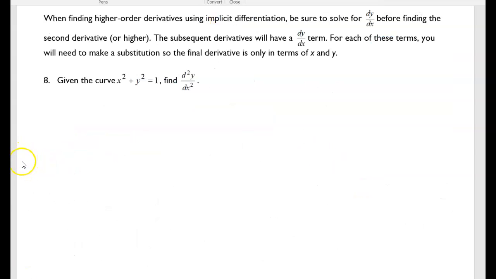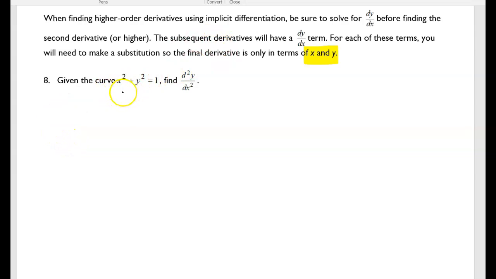Sometimes you'll be asked to find higher order derivatives using implicit differentiation. In that case, you have to make sure to solve for dy dx before you find the second derivative. When you find the second derivative, it will still have a dy dx in it. But then what you want to do is to make a substitution so that your final derivative is only in terms of x and y. That's really important, only in terms of x and y. And usually it will tell you to have it only in terms of x and y.